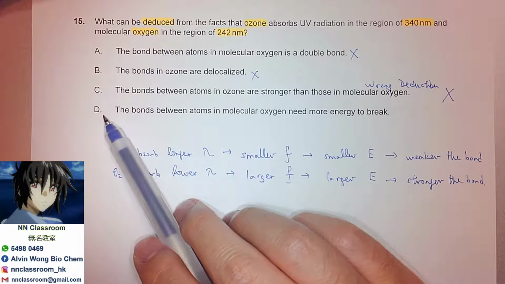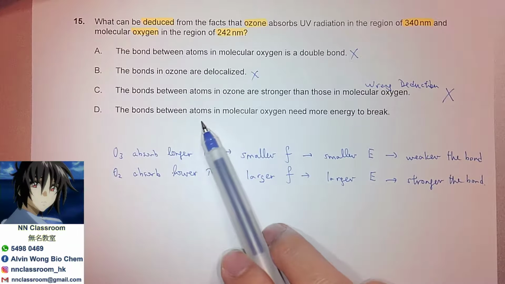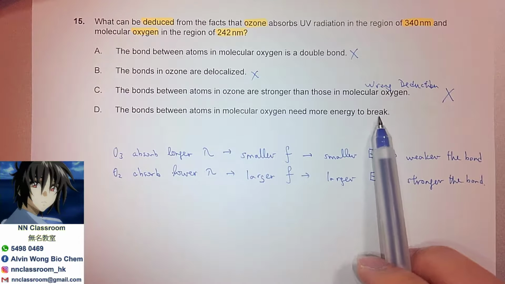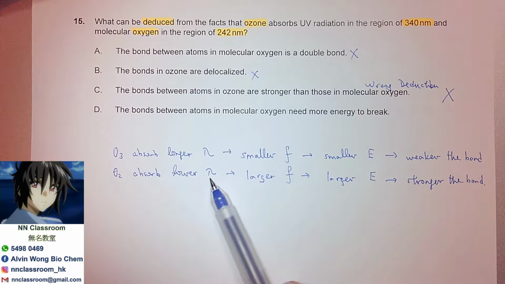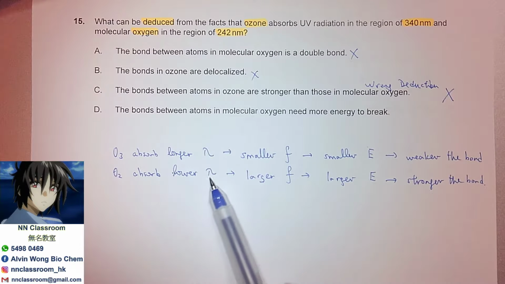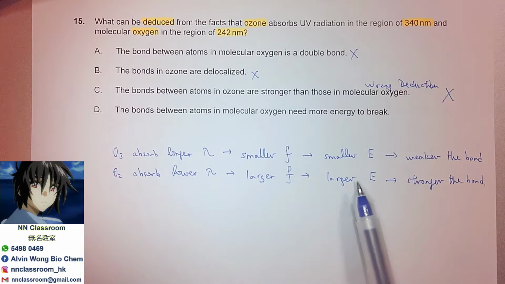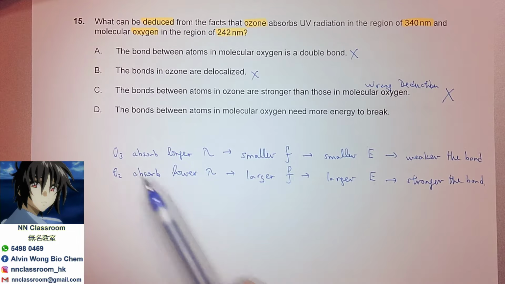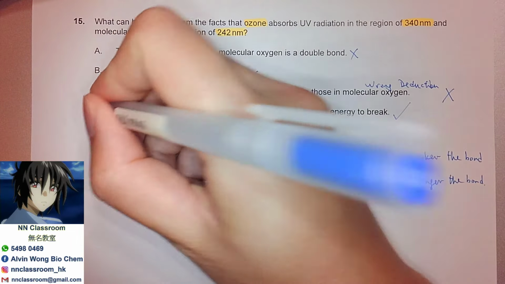Clear? So that's why finally D: the bonds between the atoms in molecular oxygen need more energy to break. This is true from the deduction, because starting our thinking from the wavelength, we deduce that more energy is required for O2 in breaking the O-O bond than in ozone. So at the end, the answer is D.